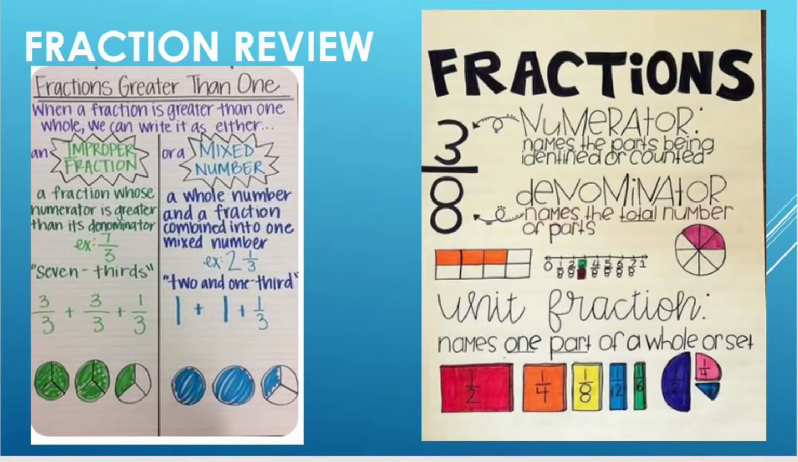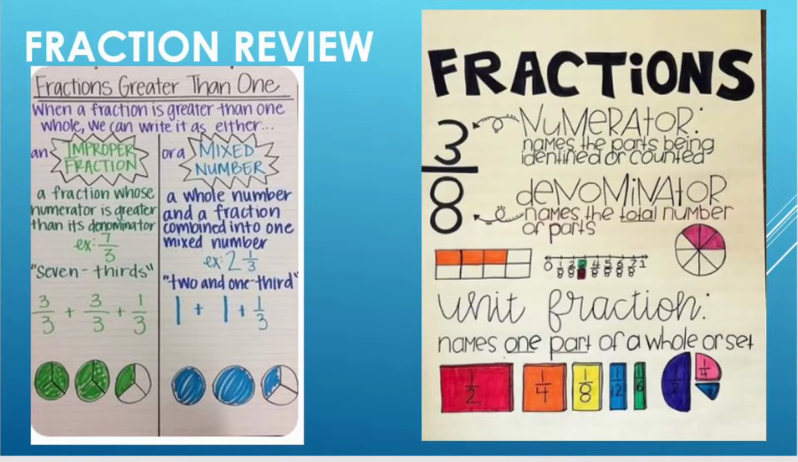First, let's take a look at the chart on the right. That reminds us that the numerator names the parts being identified or counted, and the denominator is the total number of parts. It also reminds us that a unit fraction names one part of a whole, so it will have a numerator of 1.